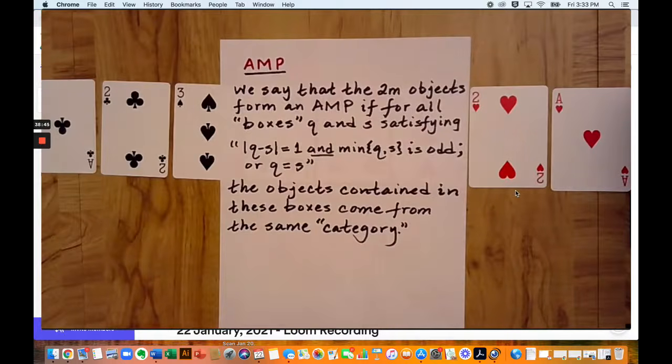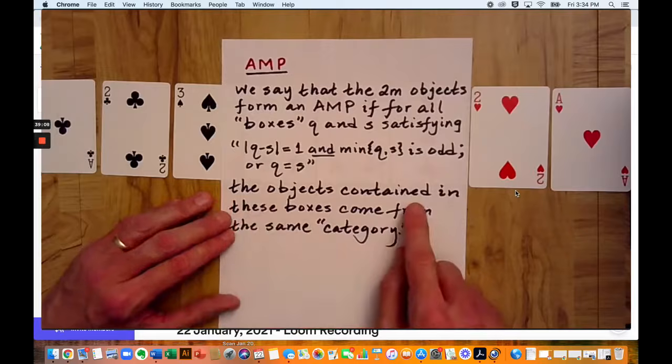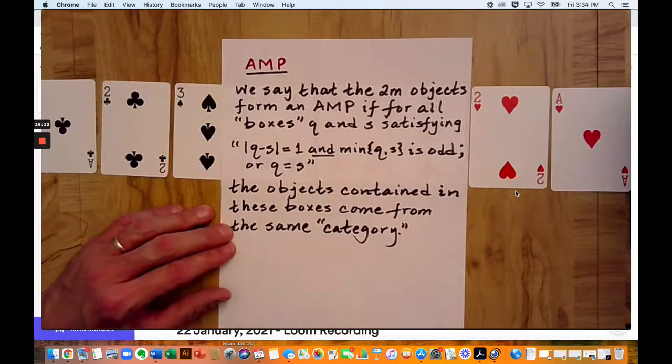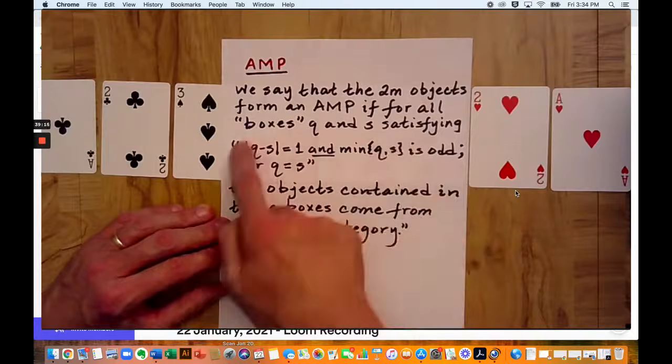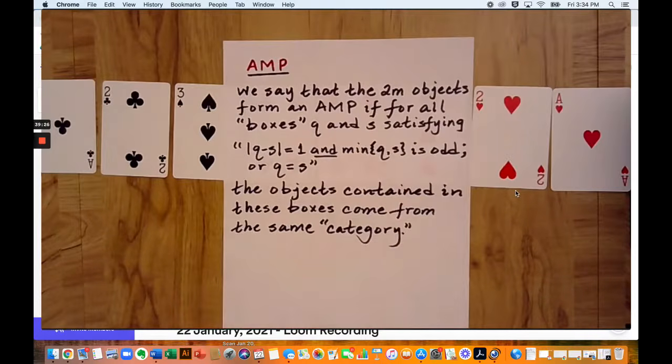We say that the 2M objects form an AMP if for all boxes, positions, Q and S, satisfying this, and the objects contained in these boxes come from the same category. So this requirement here is just restricting, or telling us, how positions of objects are related. And once again, we also need to have a relationship among the objects that's of interest to us, or one that we set forth and then need to consistently use.